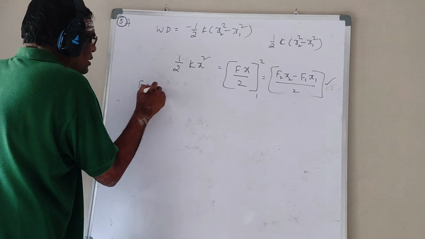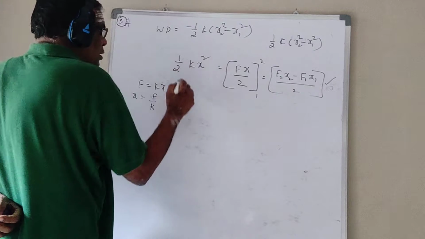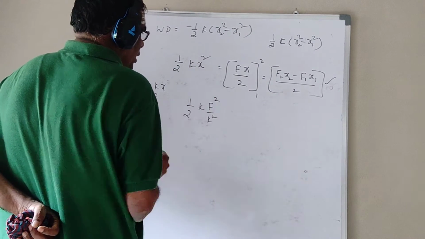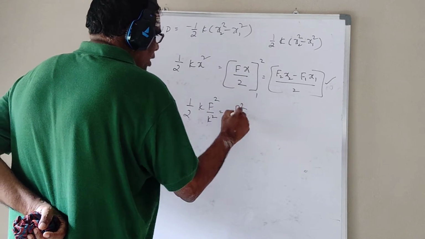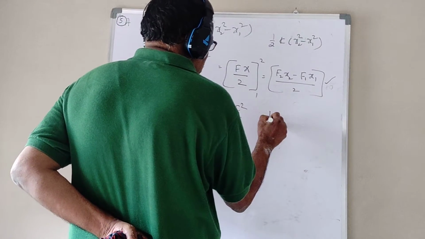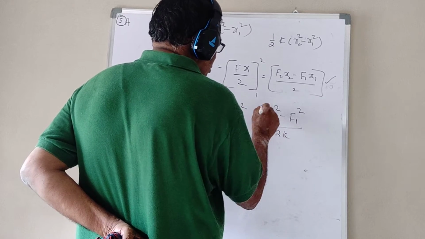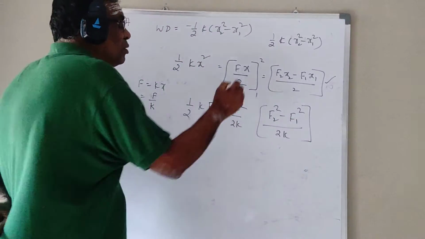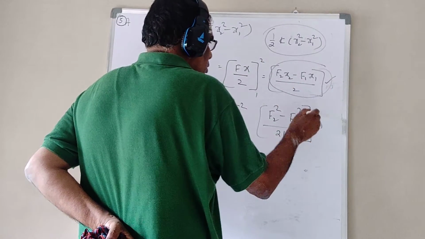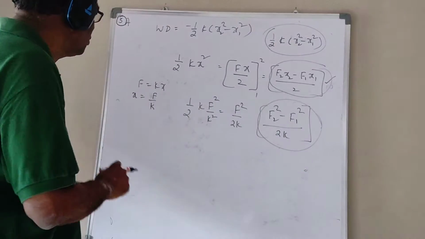Now, f is kx or x is f by k. If I substitute it, f squared by k squared, what do you get? F squared by 2k. In which case, how do I write the expression? From x1 to x2, you can use it in this way.